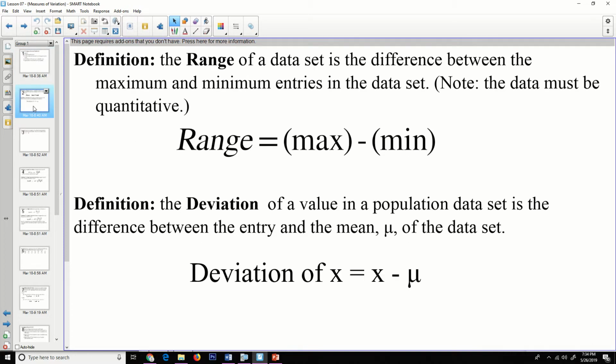So first off, some definitions. The range of a data set is the difference between the maximum and minimum entries in the data set. Note the data must be quantitative. And then the definition: the deviation of a value in a population data set is the difference between the entry and the mean, which again is lowercase mu of the data set.